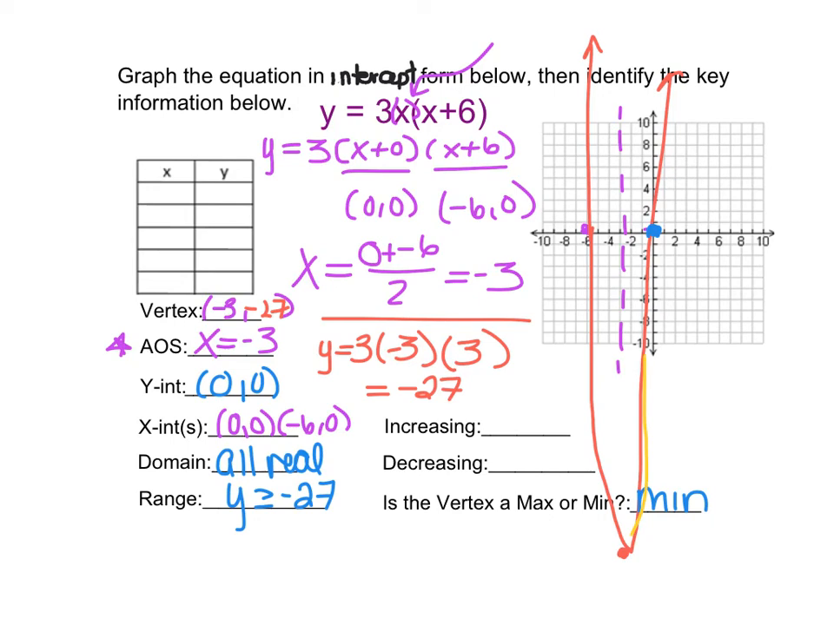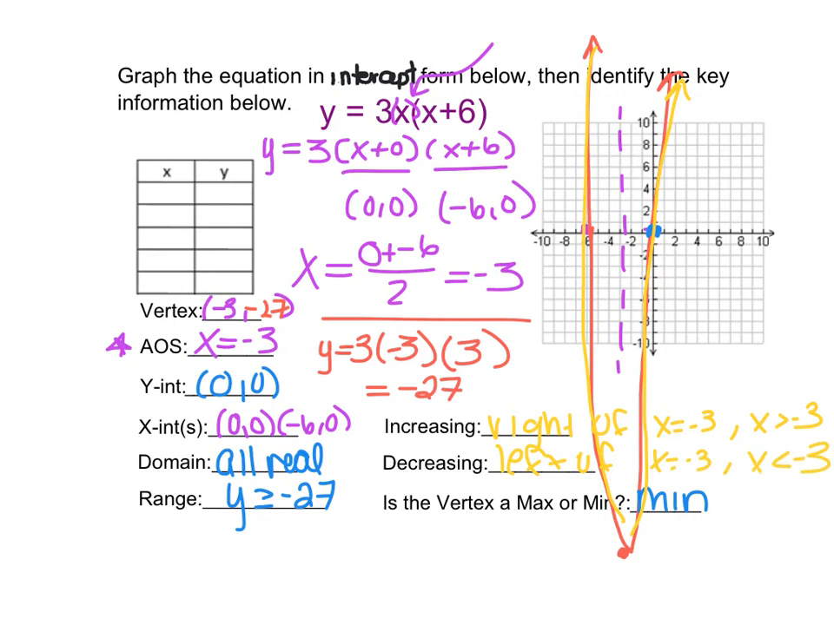The last thing I need to do here is find my increasing and decreasing areas. So we're increasing over here to the right of negative 3. So we're right of x equals negative 3. So that's when x is greater than negative 3. And then we're decreasing over here to the left of x equals negative 3, which is x is less than negative 3.